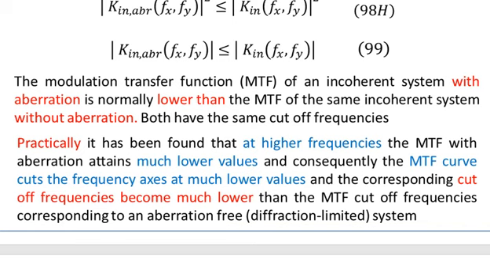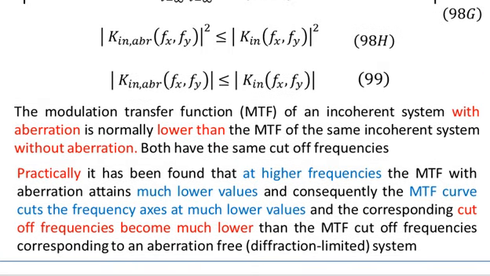Practically, it has been found that at higher frequencies the MTF with the aberrations attains much lower values, and consequently the MTF curve cuts the frequency axis at much lower values. The corresponding cutoff frequencies become much lower than the MTF cutoff frequencies corresponding to an aberration-free diffraction-limited system. So equation 99 says that the cutoff frequencies for these MTF relationships are the same, but practically we shall see that the OTF with the aberration has cutoff frequencies much smaller than those of the incoherent transfer function without aberration, that is K_in without aberrations.